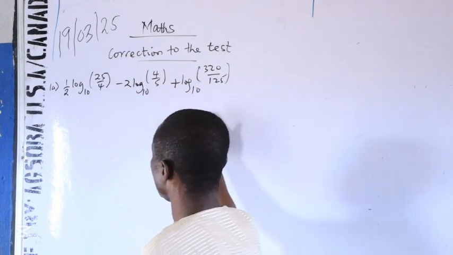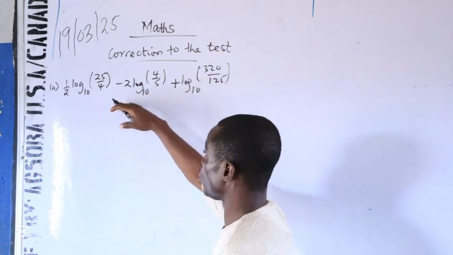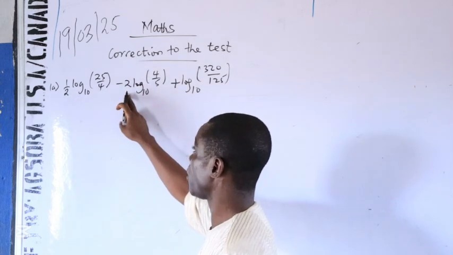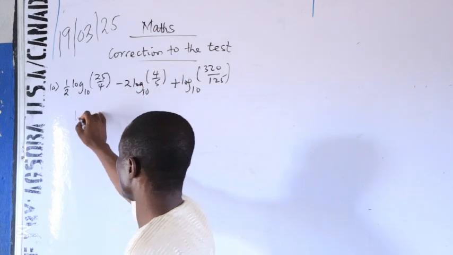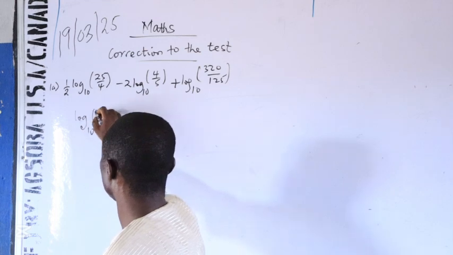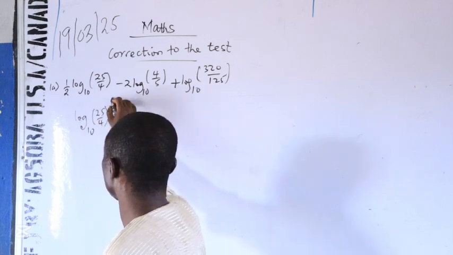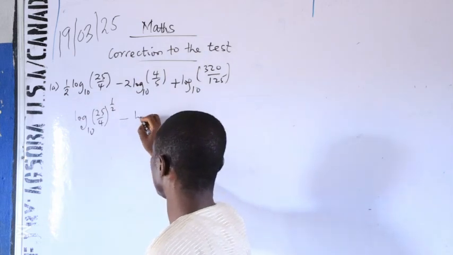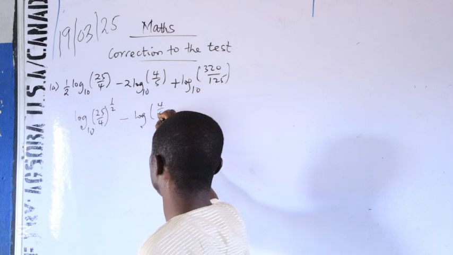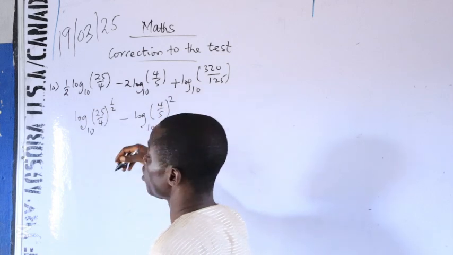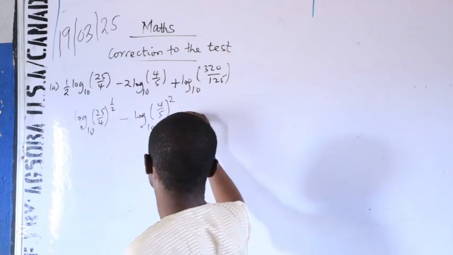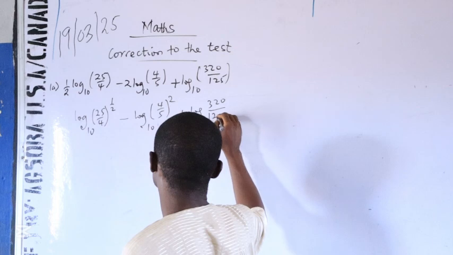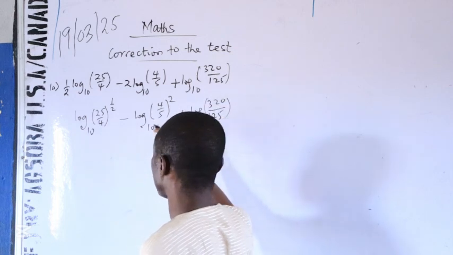Now, when you have a question like this, you cannot perform any operation without removing all these numbers in front of the logs. So we can write this as log 25 over 4, everything raised to power half, because this 1 over 2 will now become a power. Minus log 4 over 5, everything raised to power 2, base 10. Even if there is no base, it is base 10. Plus log 3 over 20 over 125, everything is base 10.